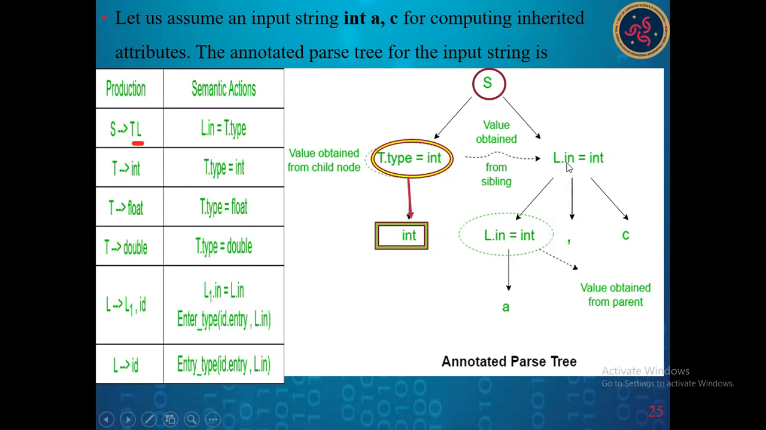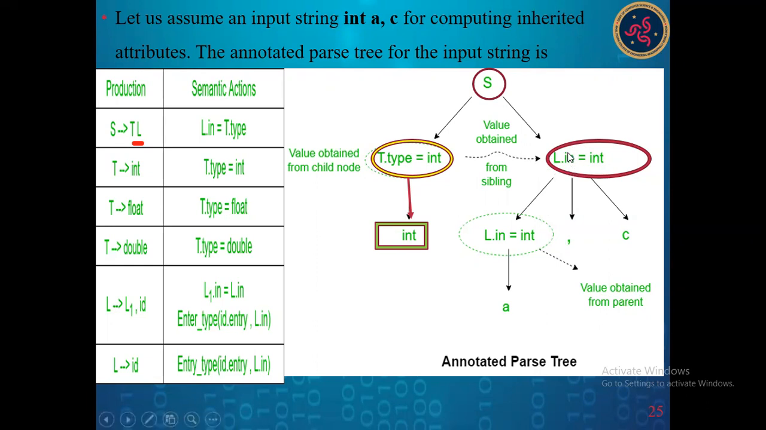Whereas for the L.in value, we got a value from the sibling, that is, the sibling is T. So we can say that it is an inherited attribute, because we got a value from the sibling. So now I got the value for L.in equal to int here. This is a top-down approach. So here we have got the value for L.in.